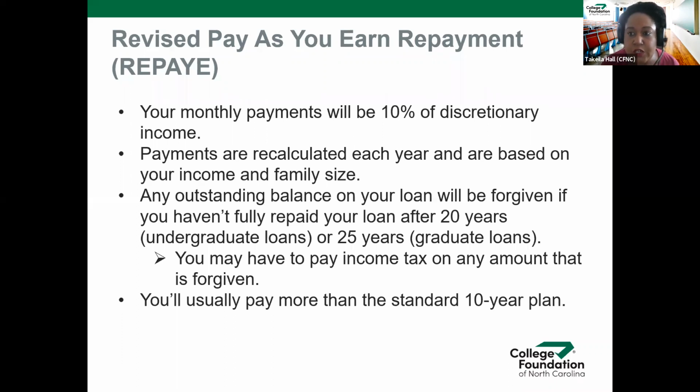That's for undergraduate students, but if you're a graduate student, that would be 25 years. So you have 5 more years for that particular option if you're a graduate student. Again, you may have to pay income tax on any amount that is forgiven. And again, usually you'll pay more than the standard 10-year payment plan.